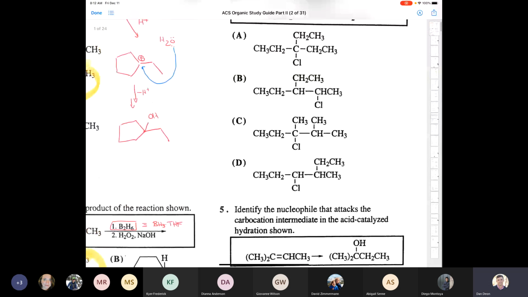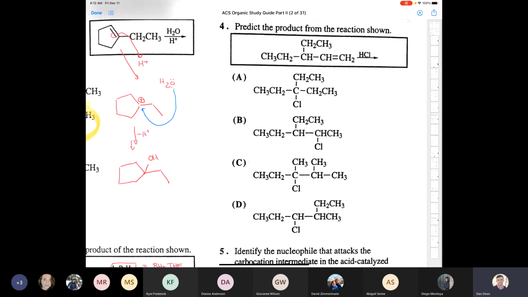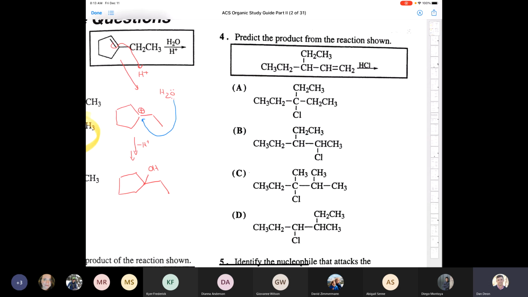This is question number 4. I think it's also a pretty good question. I might have to go over to the scratch paper to do this one. It clearly asks us to do nothing more than predict the product from the reaction shown. So we have an alkene, and we're treating it with HCl, and it just says, what's going to happen?